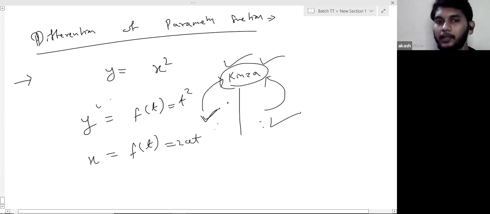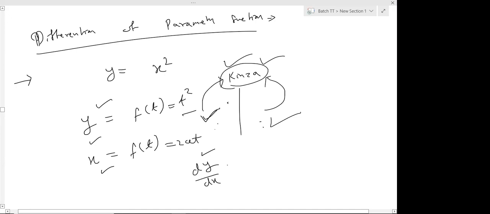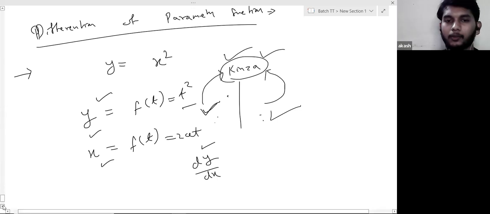All right. y is a function of t, x is a function of t, but the function we want is between y and x. Basically, what we have to do is find dy by dx. Is this clear, what I'm saying? Yes, sir. Sahel, Kinza. All right, so how to find this?